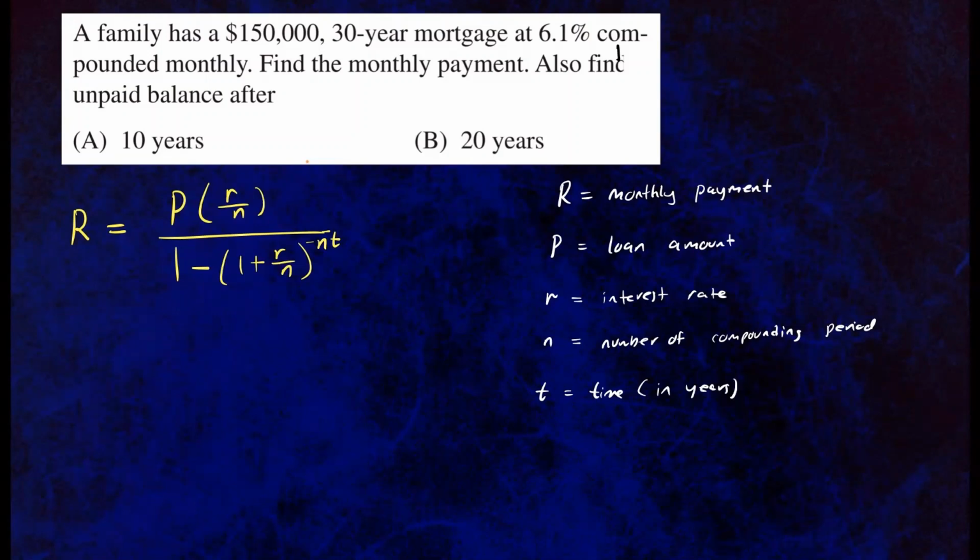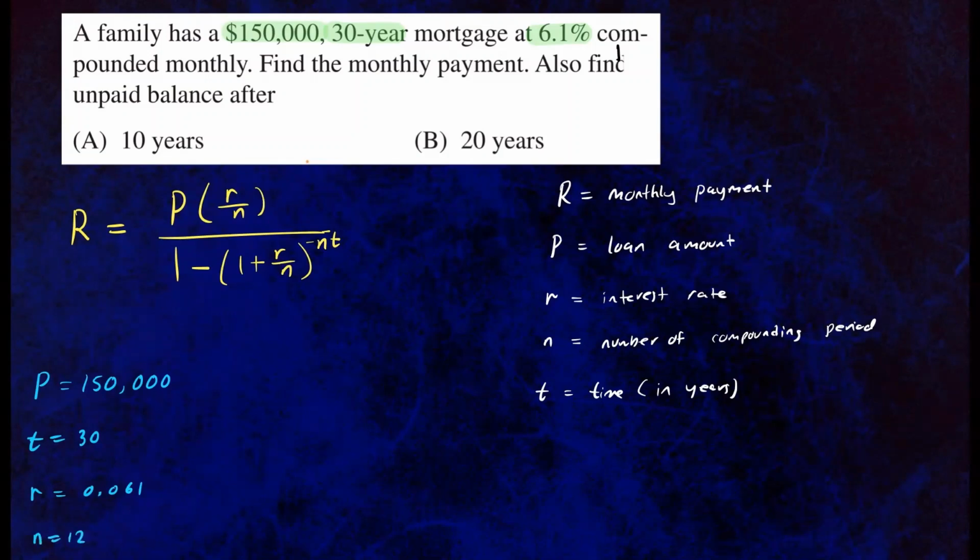All right, so now that we have defined our variables, let's sub in what we have been given to find the monthly payment R. We have a loan amount, so our P is going to be 150,000 for 30 years. So t is going to be 30 years. We're taking a 30-year mortgage at a 6.1% rate. If you convert that to a decimal, that's 0.061. And since we're compounding every month, our n is going to be 12.